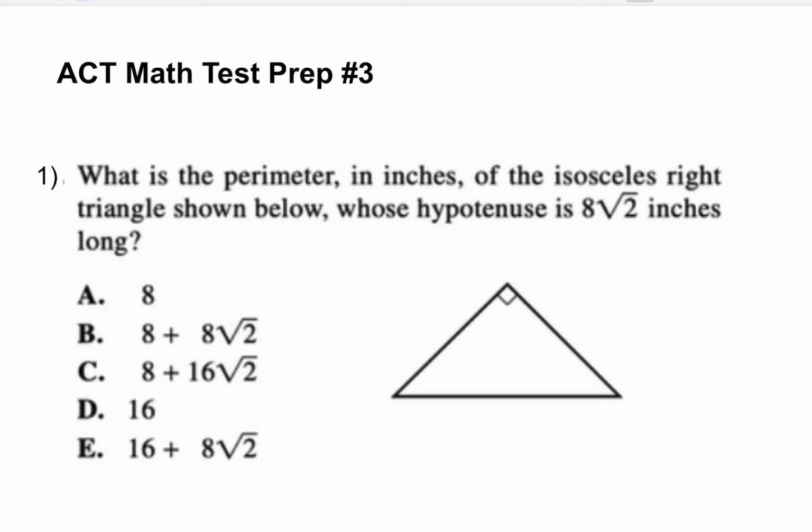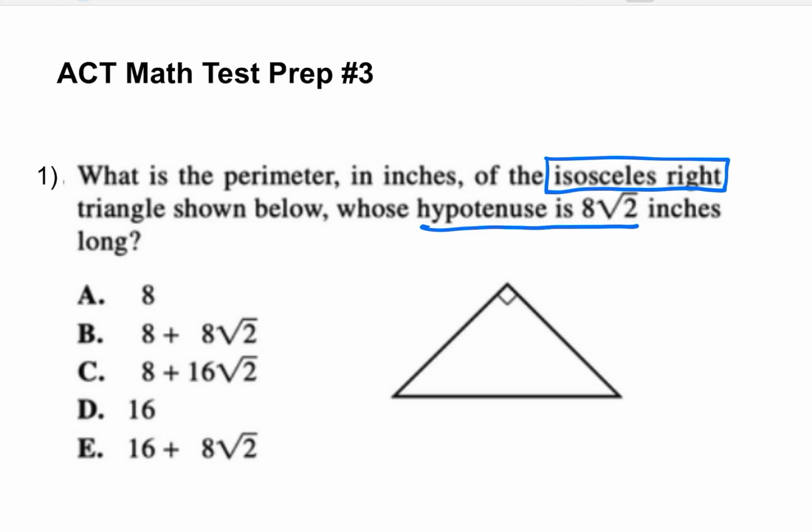In this video, we are going to talk about ACT Math Test Prep. The problem on the screen is asking about the perimeter of the given triangle down below. It is an isosceles right triangle, and we are given that the hypotenuse is 8 square root of 2 inches.